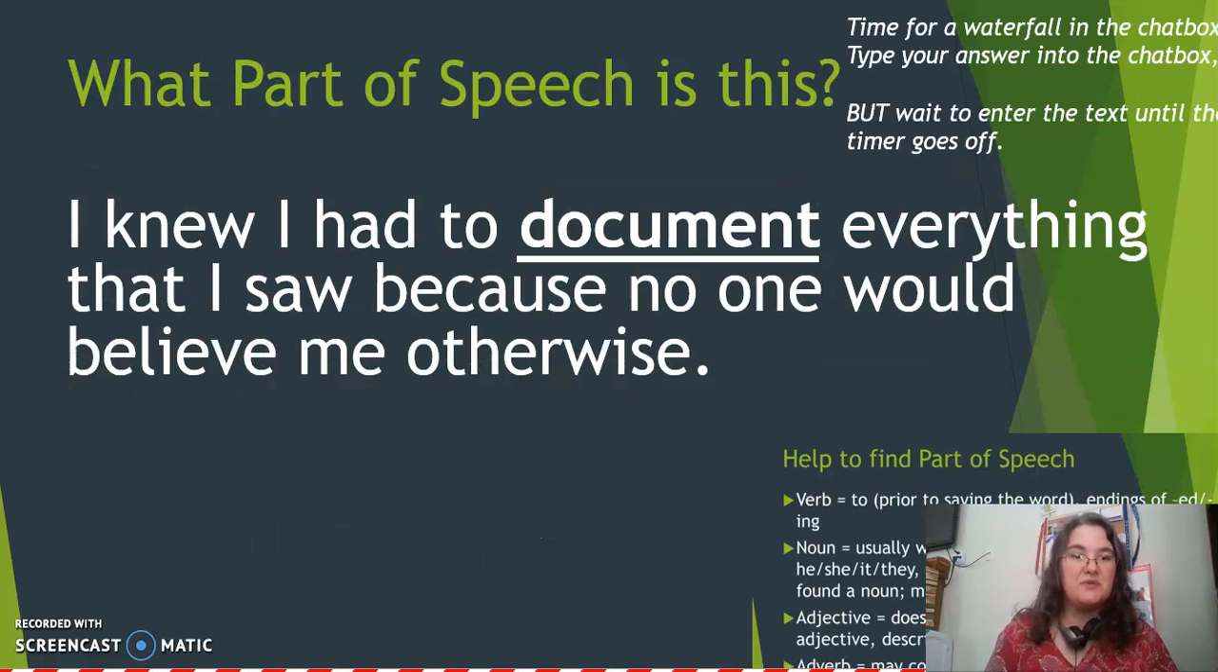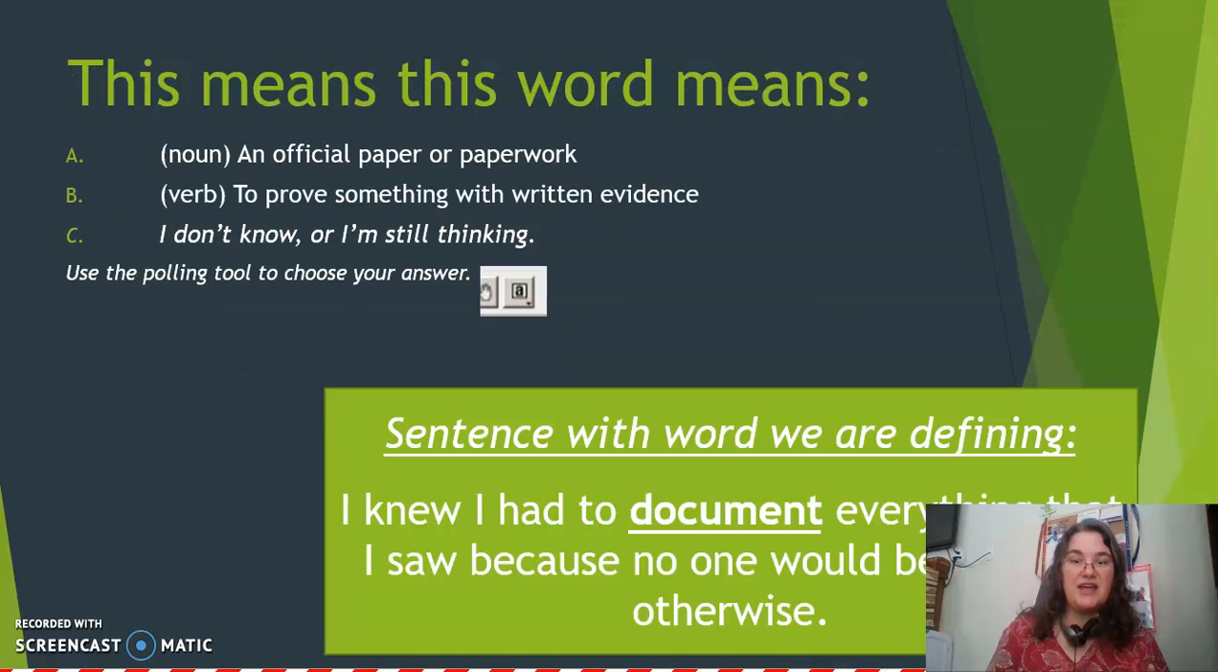Then we've got another one. I knew I had to document everything that I saw because no one would believe me otherwise. I look at it and go, okay, again, there's a "to" before it. I had to document, so I had to do this action. So again, I've got another verb. Looking at the definitions: A, noun, an official paper or paperwork, or B, the verb, to prove something with written evidence. Seeing that it's a verb, I know that B is the correct definition for this word.